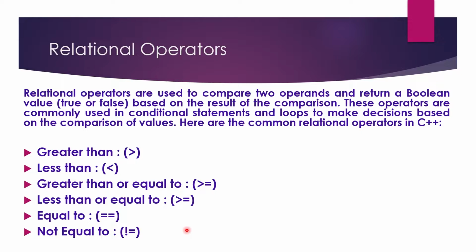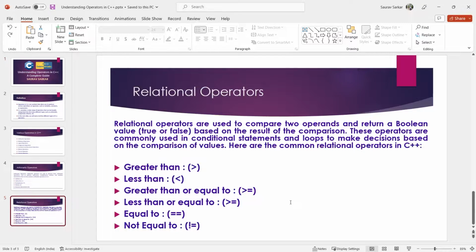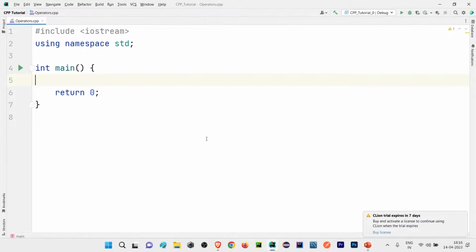Now I already have created a file for you in my CLion IDE. Let's go there quickly and try to understand this. We will first go with arithmetic operators, then we will learn about relational operators. I will show you some examples. So let's go to our CLion IDE.